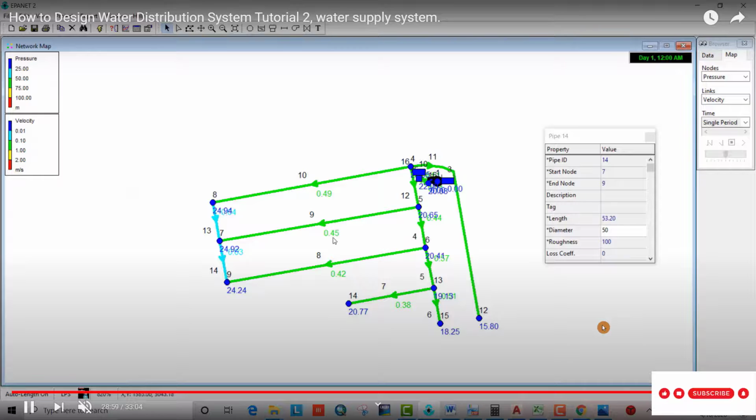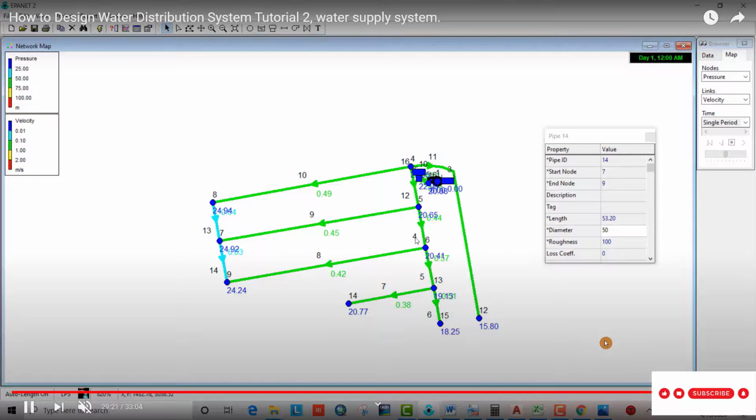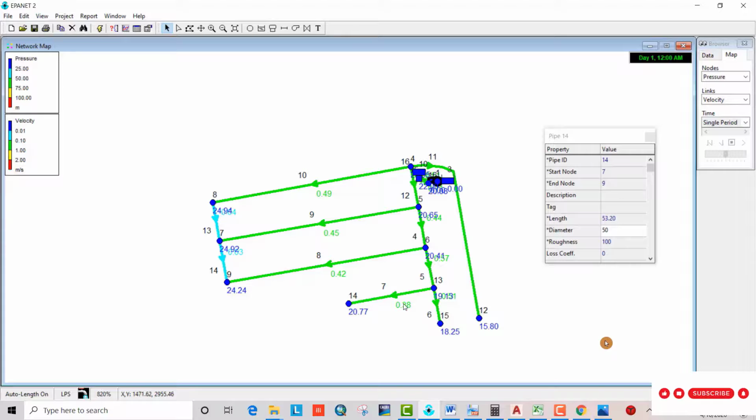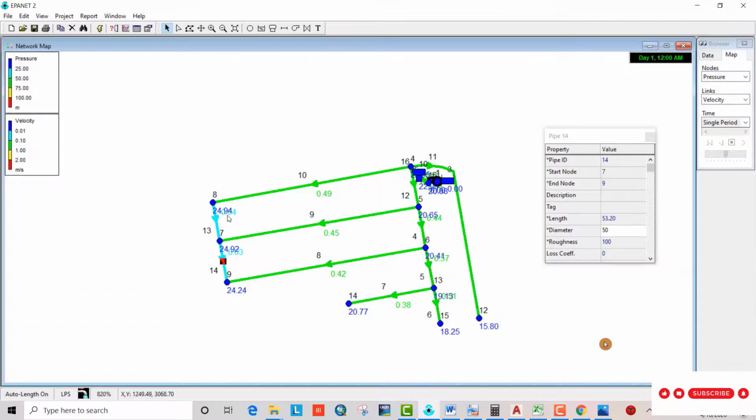After changing the diameter, head in every node is good, but sometimes we can't get the good velocity, especially for loops. You see this one, 0.49 is good, 45 is good, 42 is good. 0.38 is also good. We have 0.3 also is good, but these two are so small.